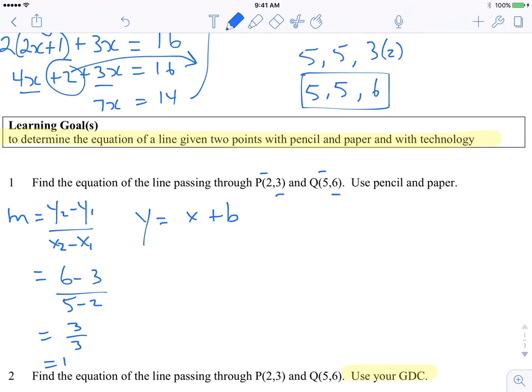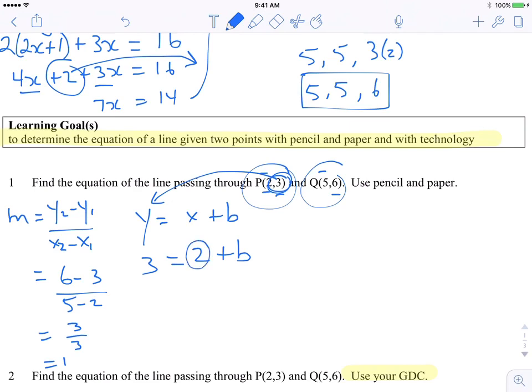Okay, now to find what the y-intercept is, we want to sub in either P or Q for this. So let's sub in, I like to sub in (2, 3) because there are smaller numbers to work with. Remember, the 3 has to go here for the y. A common mistake is plugging in the 2 first because you see it first, but we need to remember that the y value of this coordinate is 3, so that goes in for the y. And then the x value is 2. So y, 3 equals 2 plus b.